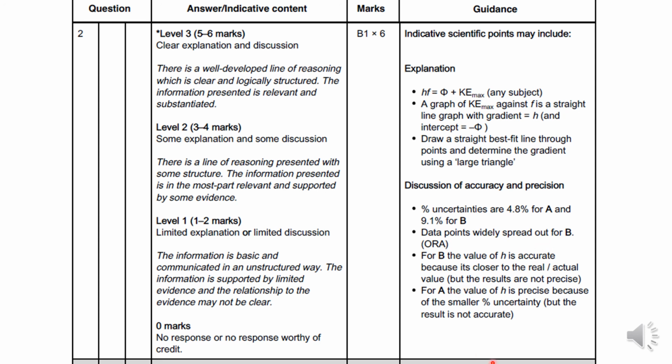So for B, the value of H, we could say is a little bit more accurate because it's closer to the real value. But it's not that precise because the percentage uncertainty is certainly larger than the percentage uncertainty of A. Whereas A is more precise because of the smaller percentage uncertainty, but it's less accurate because it's not as close to the true value of Planck's constant.